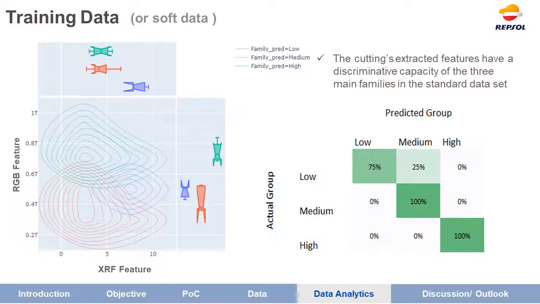As you can see in the confusion matrix, we found 75% good classifications for the low group and 100% good classifications for the high and medium groups. If with these features we are able to separate the groups of the dataset, which are grouped by their permeability and porosity, it is believed porosity and permeability can be predicted with these features.